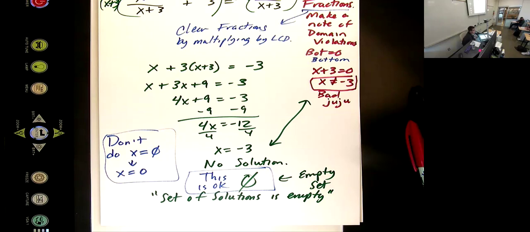And this method only works for equations, not inequalities. Correct. For inequalities, we need to keep that x plus 3 in there, because it affects the regions that are valid, as you'll see when we do inequalities. Which is not today. I don't know when it is.